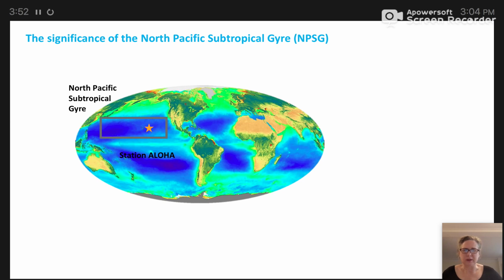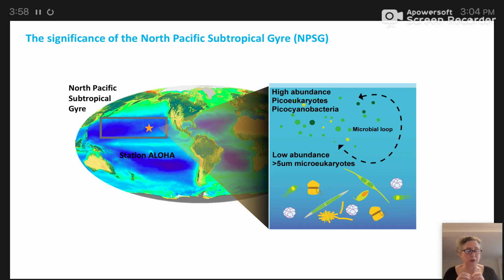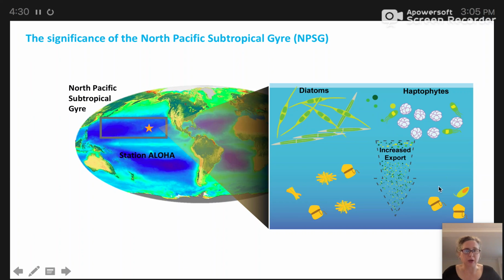Now, because of all the work that's gone on in this environment, we know that it's dominated by small picoeukaryotic phytoplankton and picocyanobacteria, and that they drive a very active microbial loop. And that the groups that I'm going to be talking about today, and specifically E. hux shown in this cartoon here, which are larger, greater than 5 micron microeukaryotes, are at much lower abundance than their small counterparts.